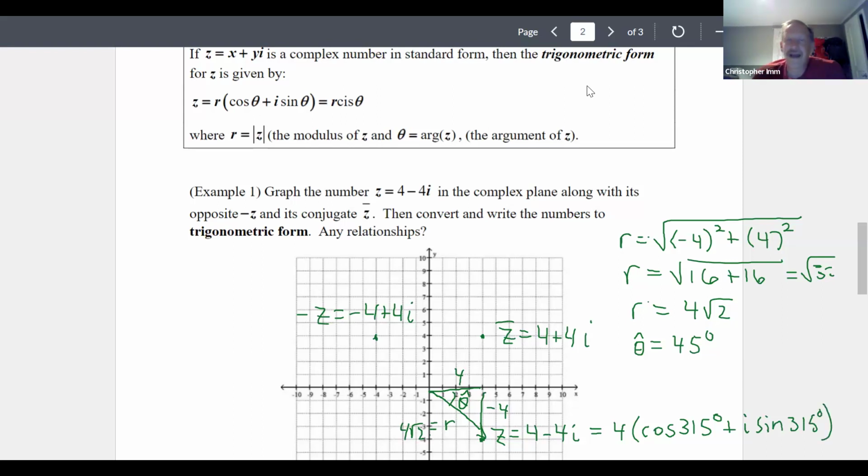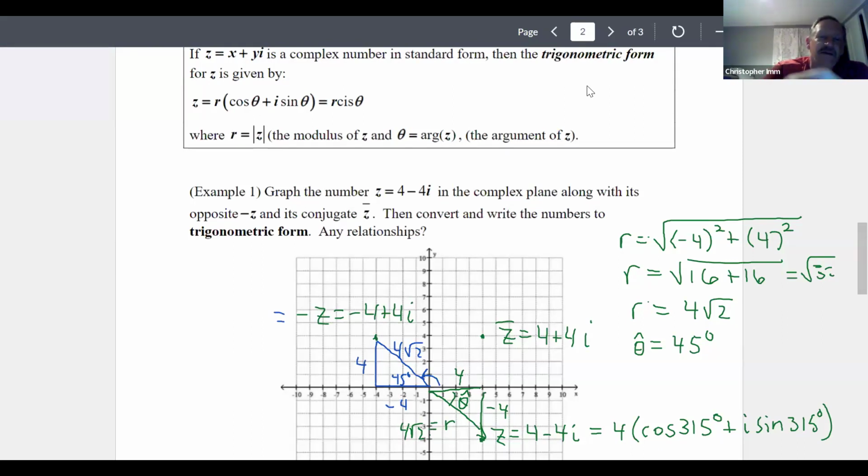Okay. Now we can look at the one in the second quadrant. So we're going to be looking at the opposite. This time we can use special triangles. We know that this is negative 4 and 4. So that's a 45, 45, 90 triangle. The modulus will be 4 root 2. And since this angle is 45 degrees, to get around to that side there, we're in quadrant 2 with a reference angle of 45 degrees. So we know this will be 135 degrees.